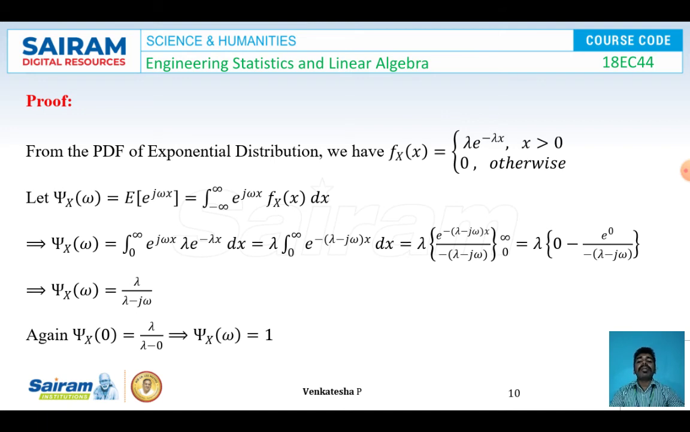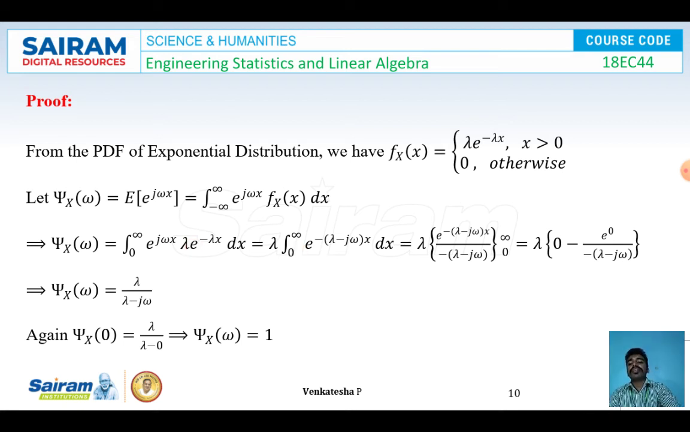Now I'll be replacing the density function fx of x is equal to lambda into e power minus lambda x along with the limit 0 to infinity. So we got the expression xi x of omega is equal to integration 0 to infinity e power j omega x lambda into e power minus lambda x dx. Since lambda is a constant, I am taking lambda outside, integration 0 to infinity.